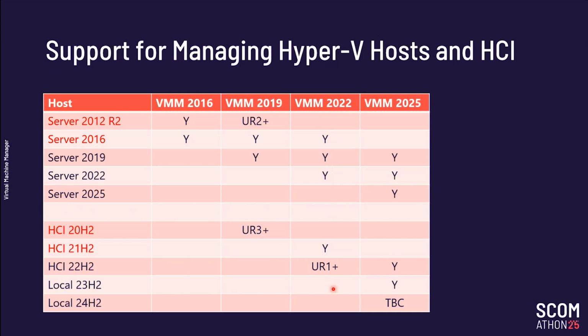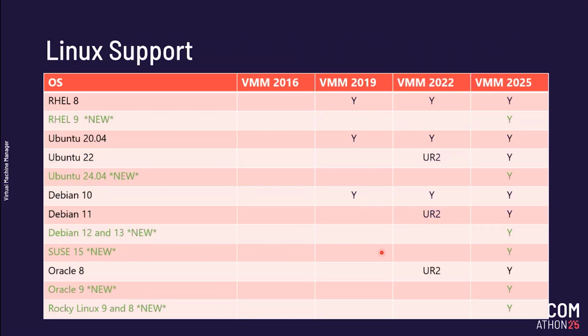And the same applies to HCI and Azure Local, although here the customers typically upgrade a bit quicker. Linux support, we see 2025 has an unmatched long list now of various distributions that are supported, including versions. At least for that one, we are really on the bright side of support.